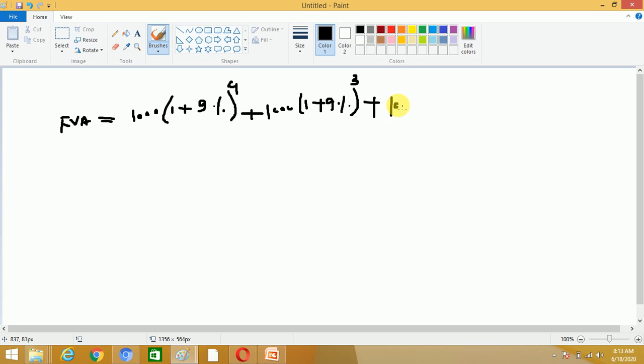Plus 1000 times 1 plus 9%, again the same thing, raised to the power n minus 3, so 5 minus 3, which gives 2. Plus 1000 times 1 plus 9% raised to the power 5 minus 4, so it becomes 1. Plus the last one, 1000.